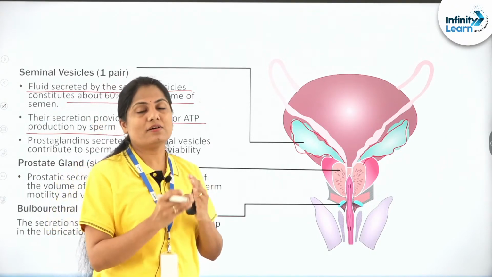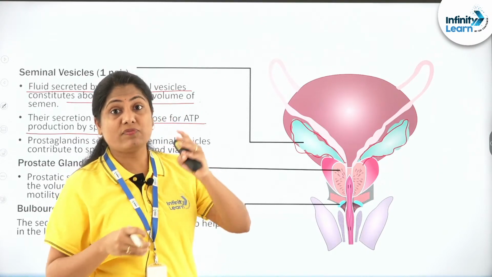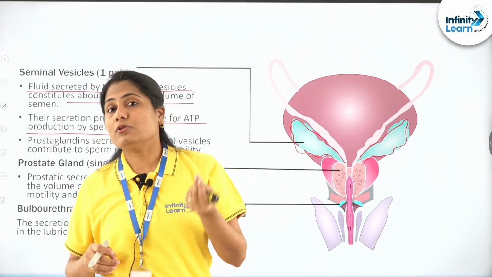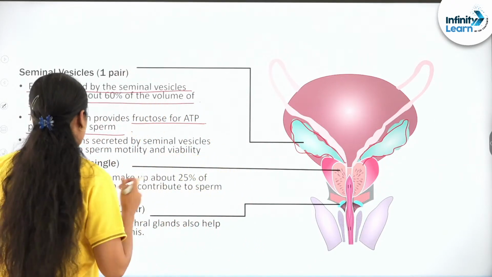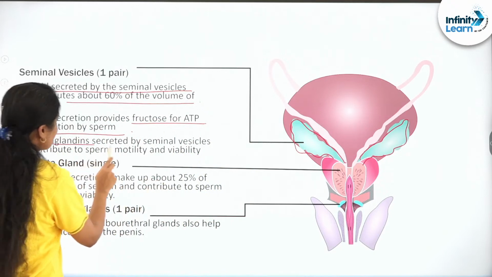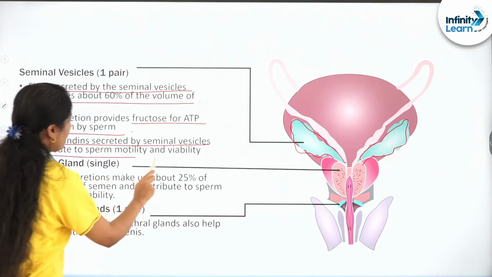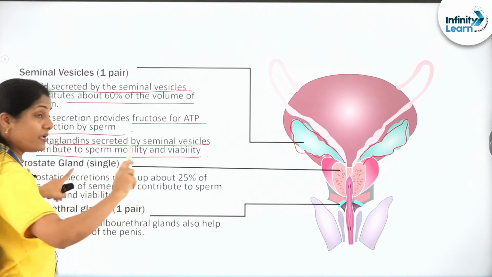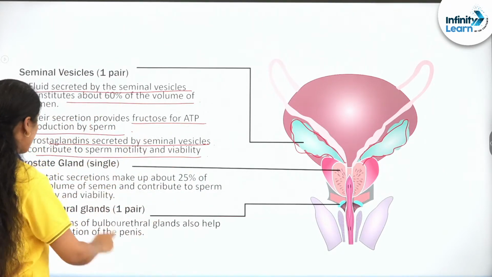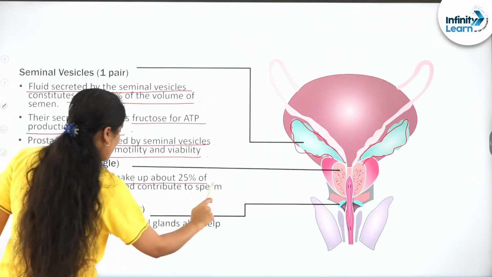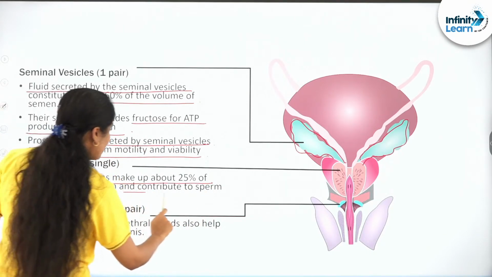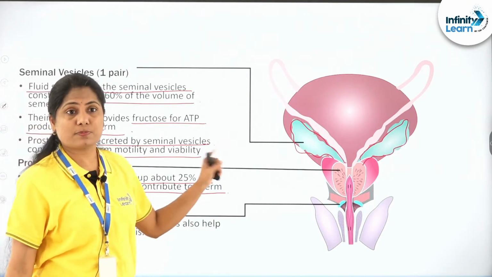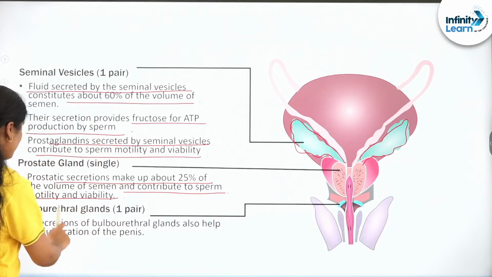It is giving away something like a lysozyme, if you recall from your digestion chapter, something which is providing antibacterial activity, that is also done, right? Prostaglandins secreted by seminal vesicles contribute to sperm motility in the female reproductive system, right? It's making sure it's going to its target organ. So the prostate gland makes up about 25%. This is contributing to the sperm motility and viability as well. It's contributing to the motility of it as well.